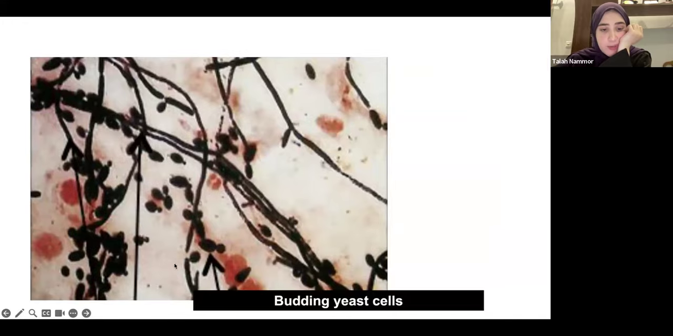I don't think you need to know this. Now let's look at this. What are we seeing in here? In here, we're seeing budding yeast cells. What are the budding yeast?